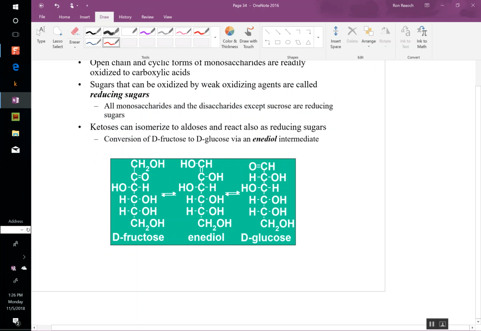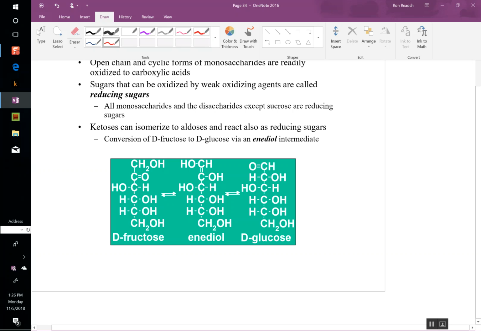But what is kind of interesting is that fructose is not an aldehyde, but it is a reducing sugar. How does that happen? Fructose can go through a rearrangement. This carbonyl can wiggle its way up to an aldehyde. It can go through this transition, an ene-diol transition, to become D-glucose. So if you do a Benedict's test on fructose, you might predict that you would get a negative test because it's not an aldehyde, when in fact you will get a positive test.